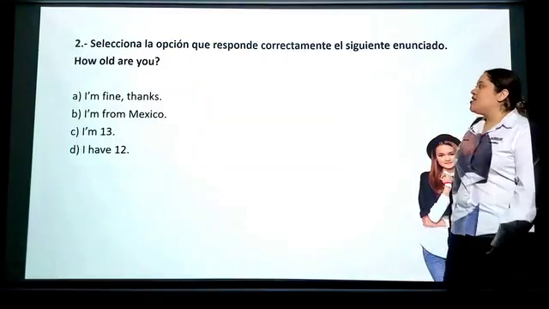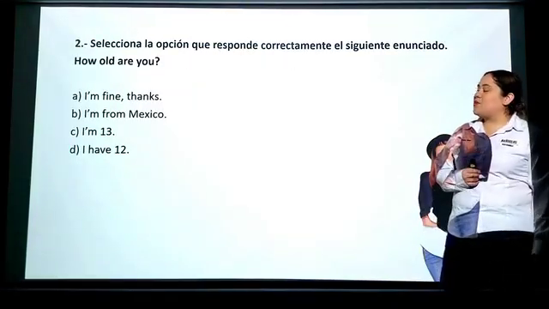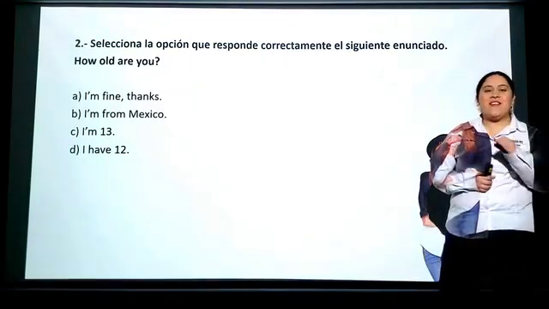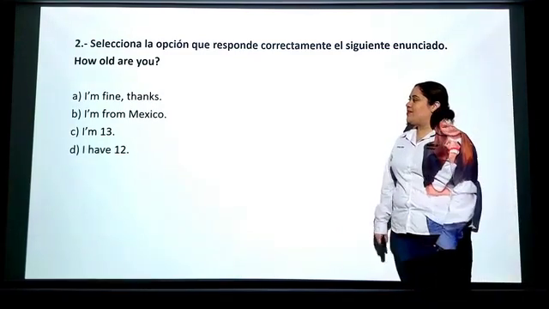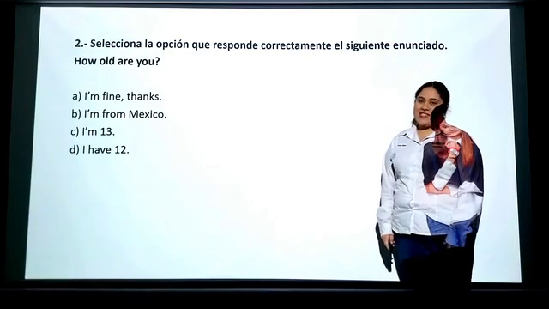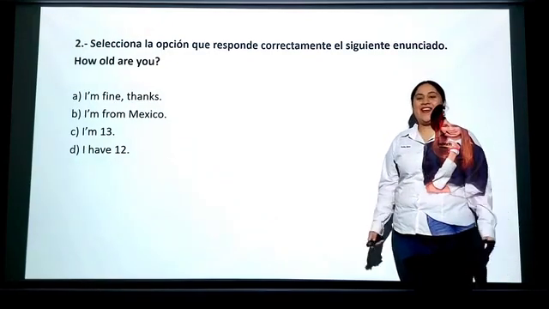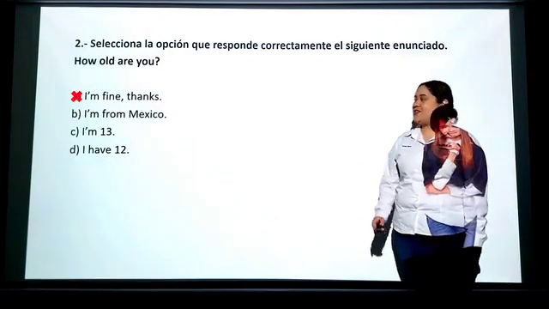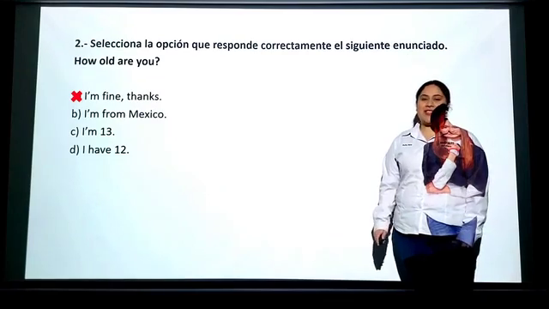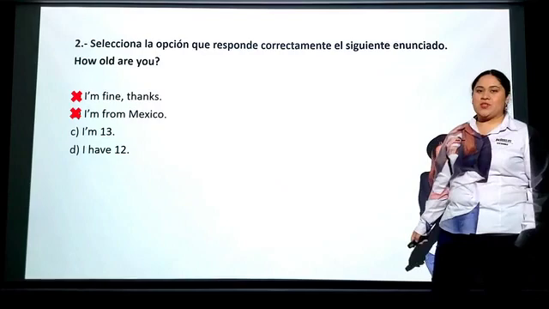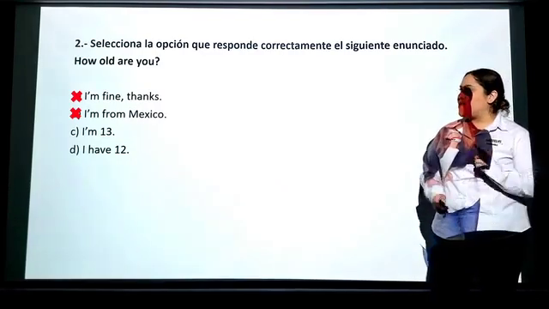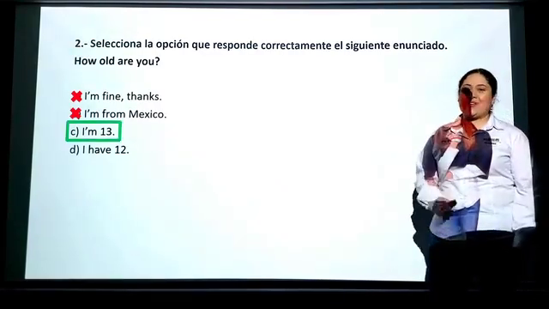Moving on. Number 2. Now we're going to complete the question with the best possible answer. And it is, how old are you? I'm fine, thanks. I don't care how you are. That was not the question. So we eliminate it. I'm from Mexico. I was not asking you where are you from. We're going to eliminate this option as well. Now, I'm 13. This is the good one.